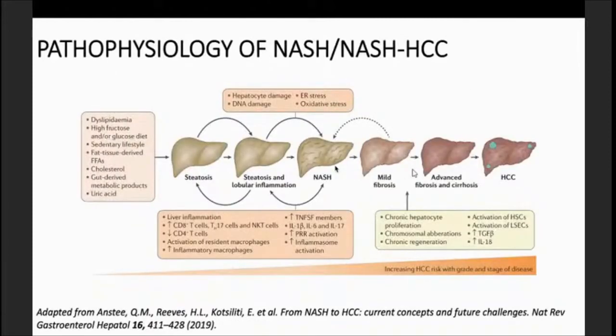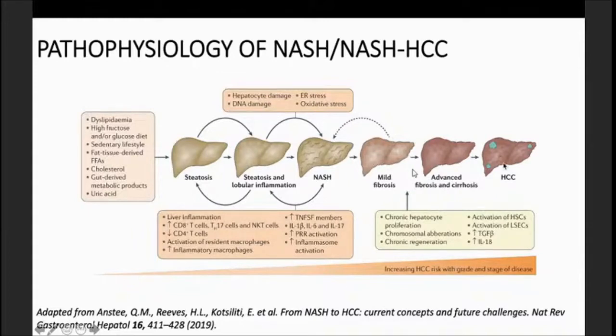Here we go with the pathophysiology of NASH and NASH-HCC. The whole spectrum is shown over here, from steatosis and lobular inflammation to NASH, where the changes are still reversible. And from mild fibrosis, partially reversible, to advanced fibrosis and cirrhosis.